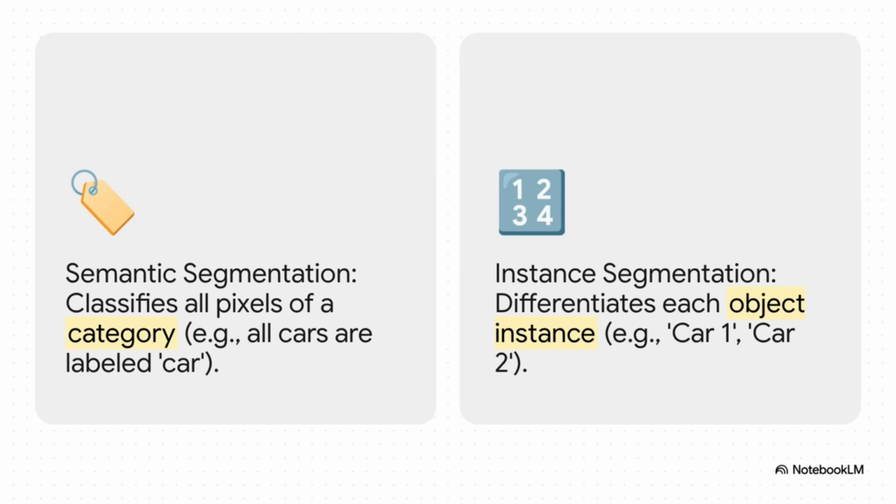Now, semantic segmentation is the first step. It basically colors in all the pixels that belong to a certain category, like car. But instance segmentation, that's the genius move. It doesn't just see cars, it sees car number 1, car number 2, and car number 3 as totally separate things. And this is absolutely vital for tracking individual objects when they're moving.